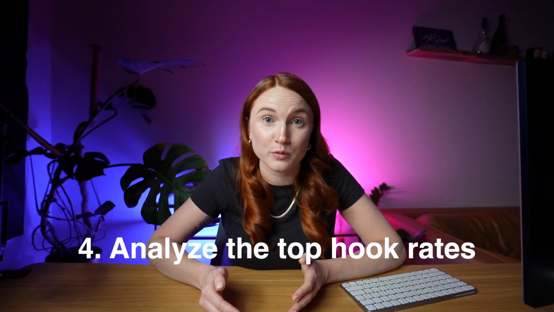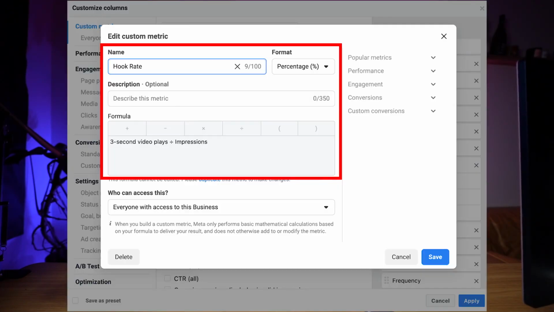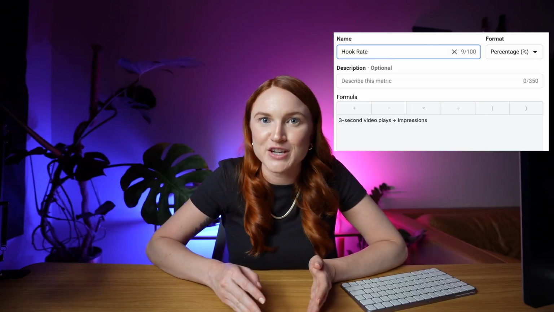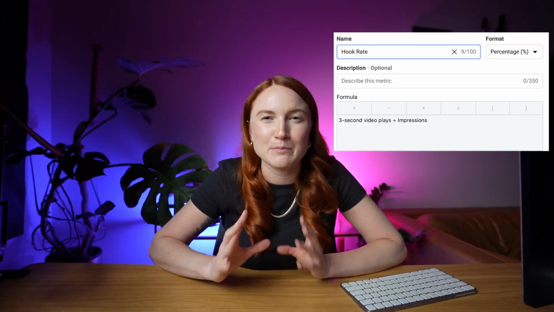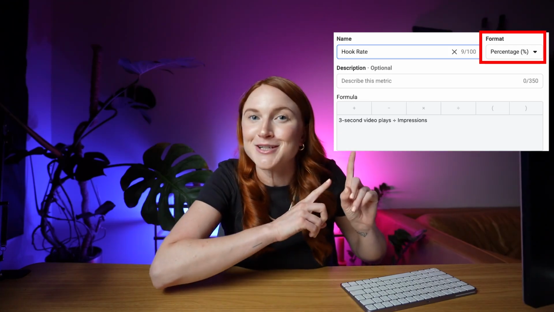And the first one is going to be analyzing the top hook rates in the account. And the hook rate metric is essentially showing you the percentage of people that watched the first 3 seconds of your ad creative. A super, super important metric for you to be tracking in your ad account. However, this is a custom metric, so you're going to have to put it into your Facebook ads account manually. And that's going to be 3-second video views divided by impressions, and make sure that it's a percentage. I'll have a screenshot right up here for you.